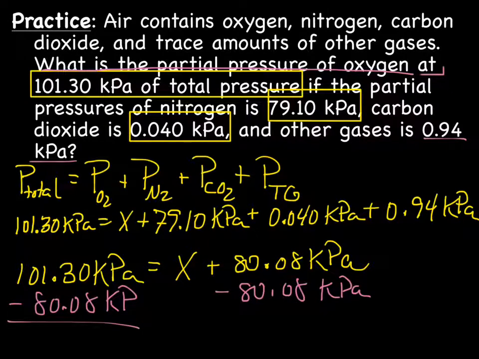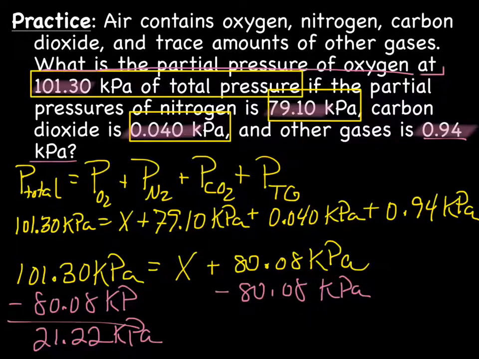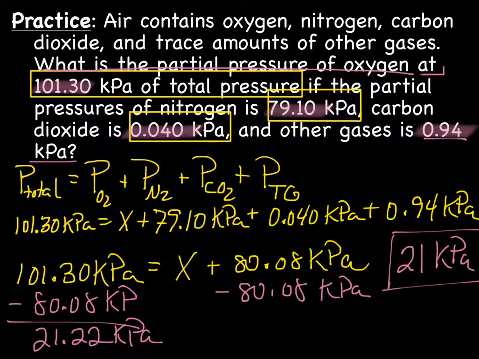Giving us a partial pressure of oxygen of 21.22 kPa. And let's check our sig figs really quickly. We have 5 sig figs there, and 4, and 3, and 2. So we're going to have 2 sig figs. So our final answer is 21 kPa. So the partial pressure of oxygen in air is 21 kPa.